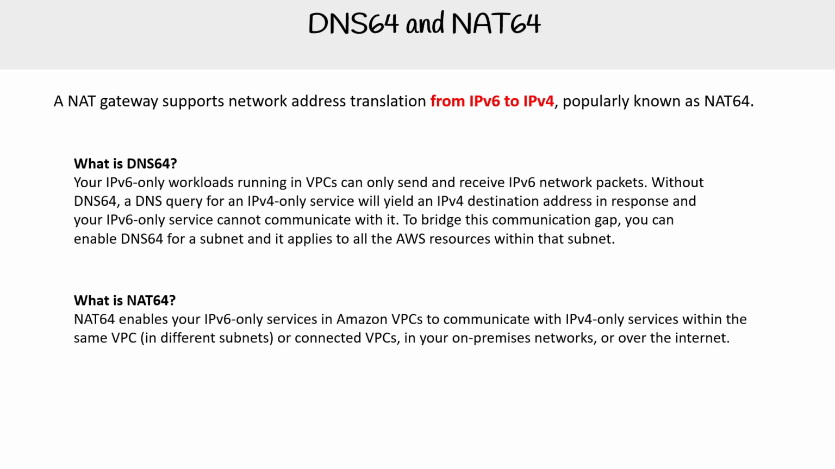What is NAT64? NAT64 enables your IPv6 only service in Amazon VPC to communicate with an IPv4 only service within the same VPC or connected VPCs, in your on-premise networks, or over the internet. The last one sounds extremely useful, but yeah, there you go.